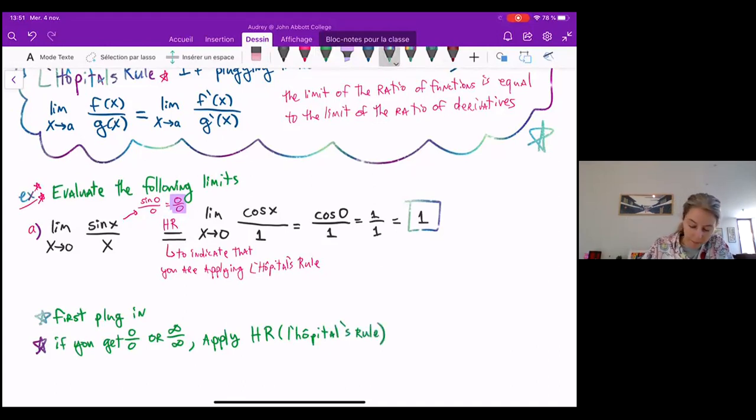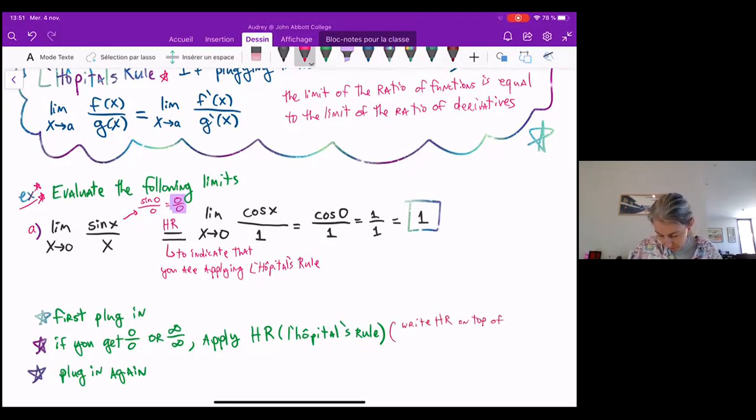And then plug in again. So in that second step, again, like I said, I want you to remember to write HR on top of the equal sign to indicate you are using HR.